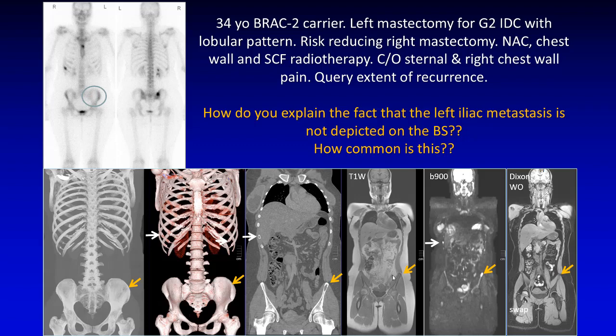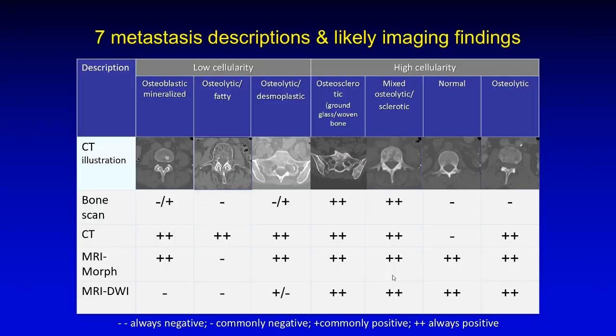In this particular instance, we can focus down and say, why did the bone scan miss that lesion? And is this unusual? Now, it turns out, if you look very carefully using multiple modalities at metastatic disease, there are 7 different patterns of metastatic bone disease. If you've never heard of this 7, this is the first time you'll hear it. You can basically divide metastatic bone lesions into low cellularity and high cellularity metastases.